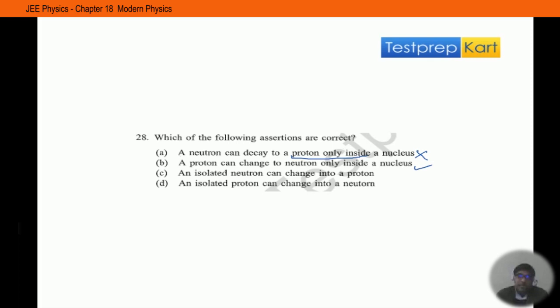Next, an isolated neutron can change into a proton. It is right. That's why option A is considered wrong, because it was given that only inside the nucleus. Next, an isolated proton can change into a neutron. It is not right. This process takes place inside the nucleus only, during the electron capture process. So options B and C are correct in this question.